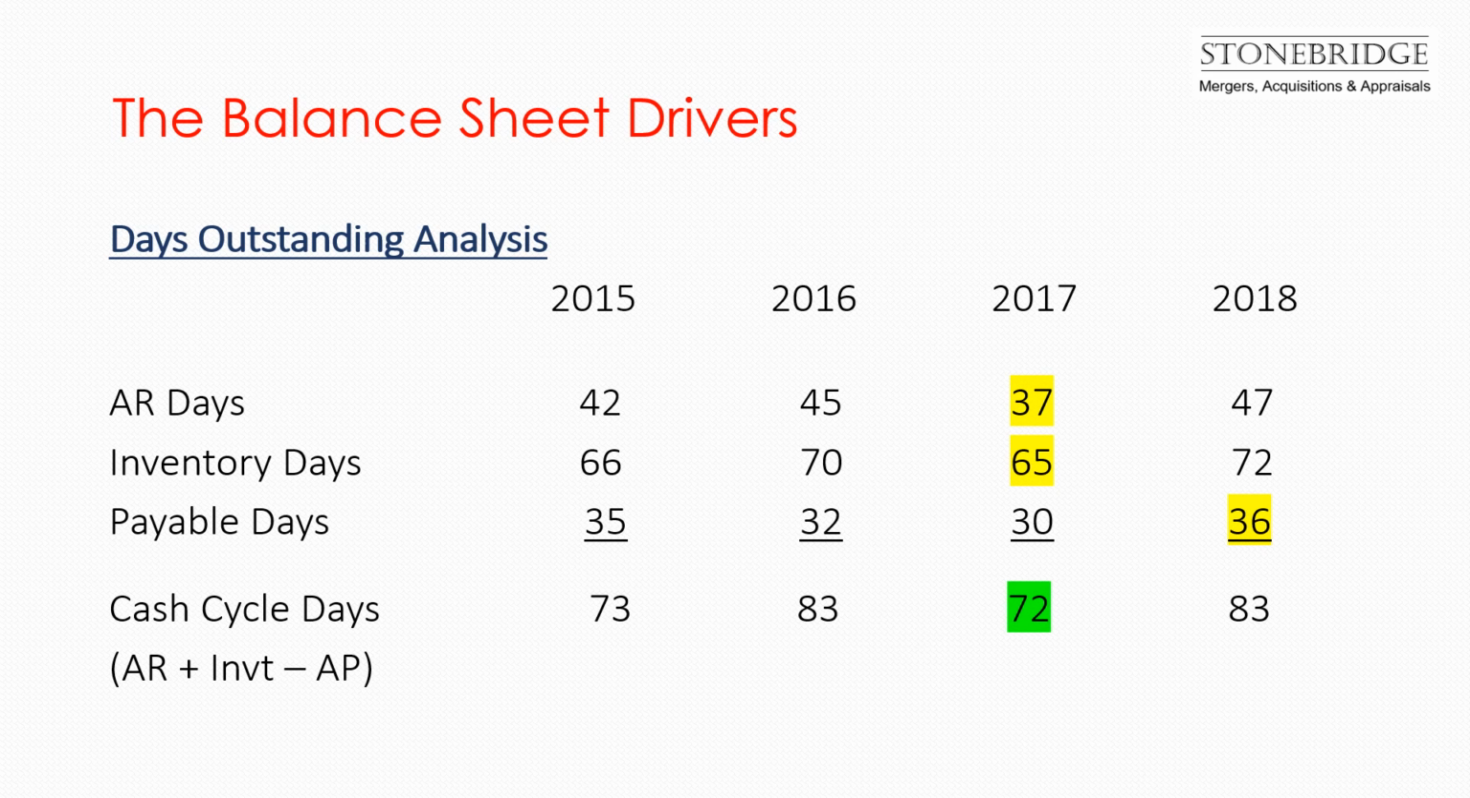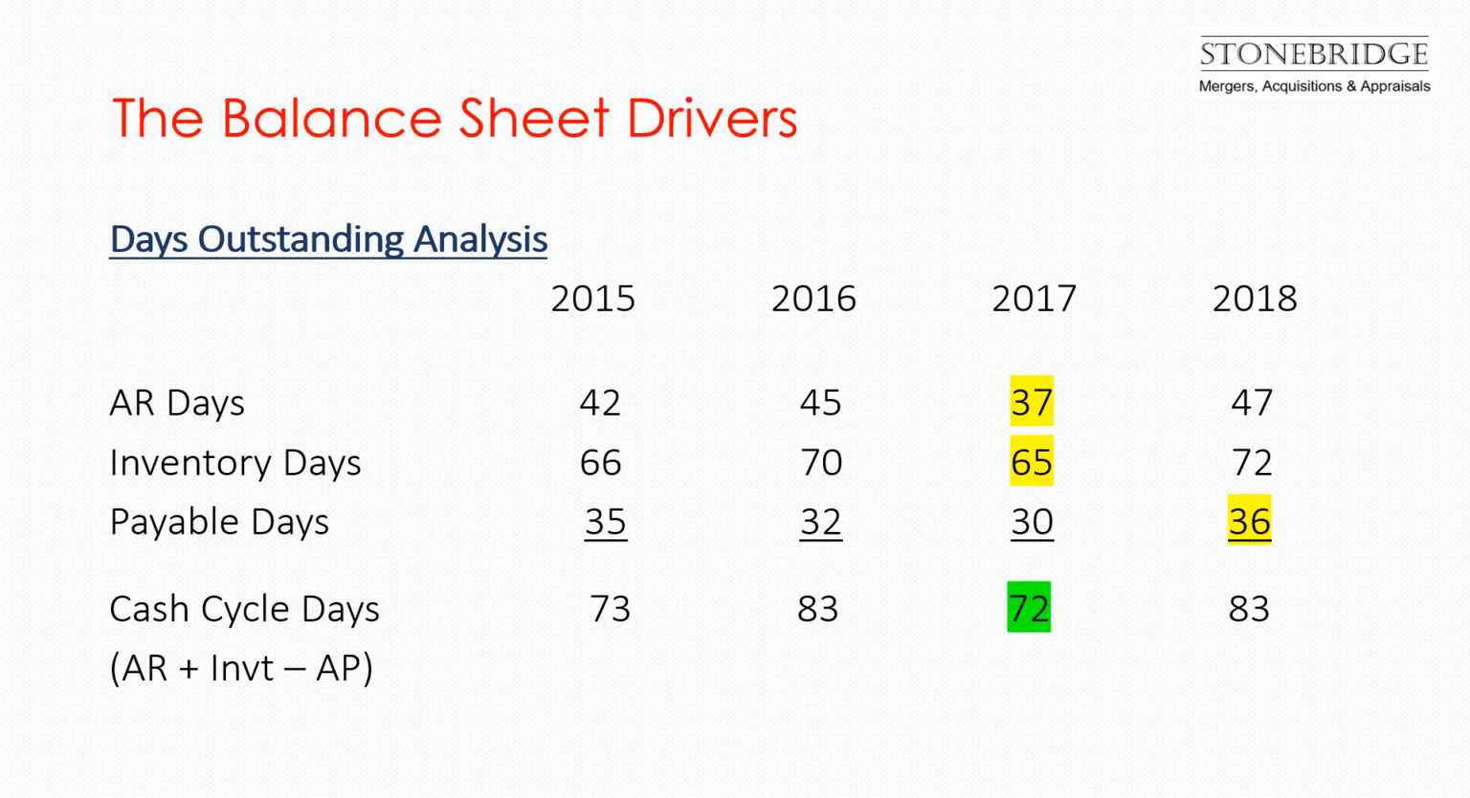The lowest AR days was 37 days in 2017. The lowest inventory days was 65 in the same year, and the highest payable days was 36 days in 2018. Payables are different in that the longer the AP days, the more a company is borrowing from their vendors. Some companies like to pay their bills fast, others don't, and appreciate the free loans that are extended to them from the vendors. In 2017, the company invested its cash for 72 days, and the next year it was 83 days.